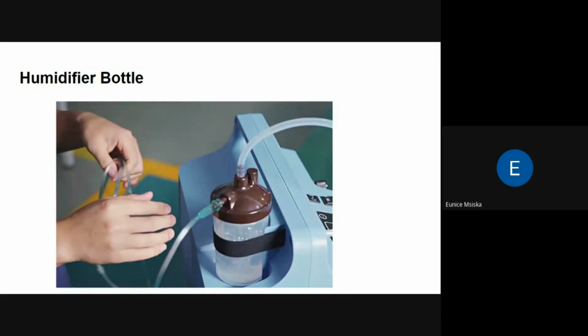Do not use any other type of water because it can be contaminated by microbes, which can harm the patient. Once a week, disconnect the humidifier bottle and clean with soapy water. Rinse well and refill with distilled water. It is extremely important that you assemble the humidifier bottles correctly to avoid any leaks, or you may not be receiving the amount of oxygen prescribed.